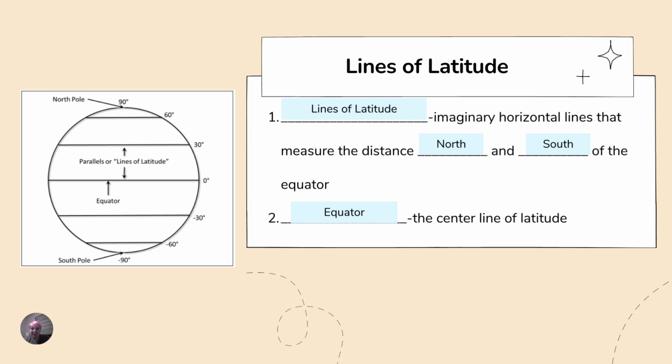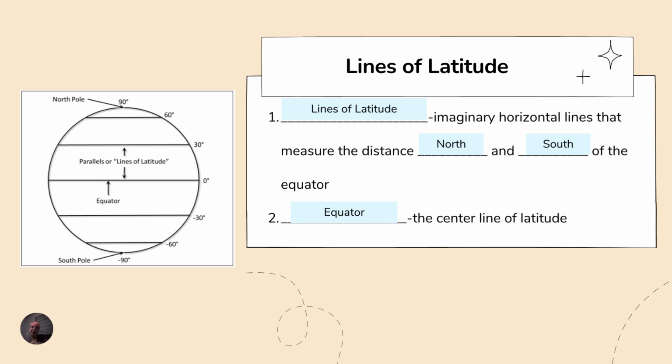All right, the last chunk of today's lecture looks a little bit more at those lines of latitude and lines of longitude that I mentioned. So we said before that lines of latitude are imaginary horizontal lines that measure the distance north and south of the equator. So lines of latitude run east to west, sideways, horizontally across the earth. And they measure the distance north and south of the equator. So that equator is that center line of latitude.